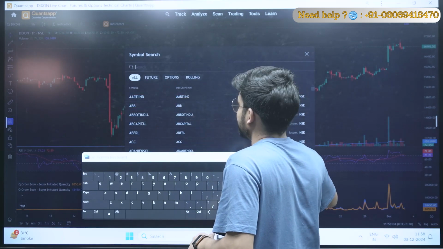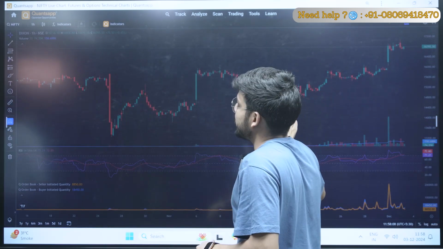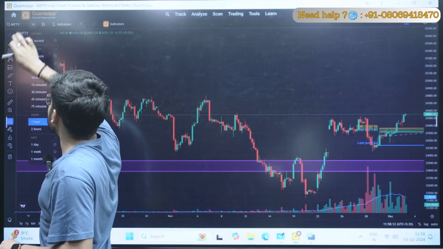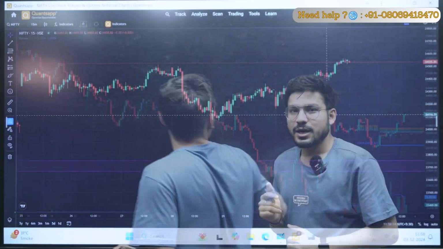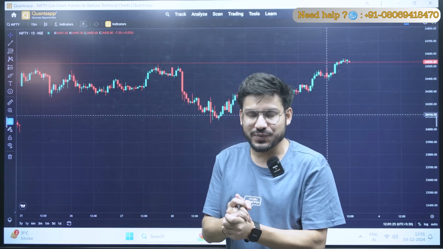So let's analyze this strategy on Nifty. So in Nifty, I am opening the time frame of 15-minute here. Okay guys, so you can see I have opened the chart of Nifty here. The time frame that I'm using is 15-minute.